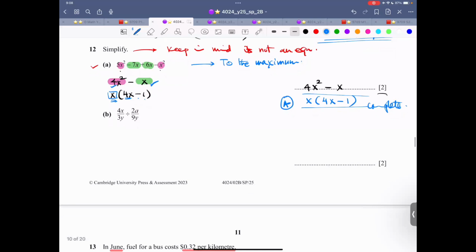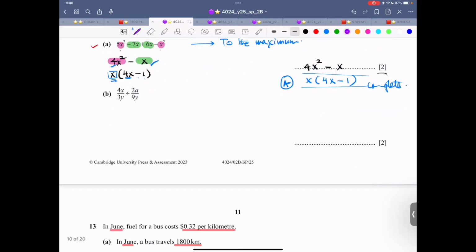Now, the next question is about some division. 4x divided by 3y, and division becomes multiplication. So that is 9y divided by 2a. As long as you are writing 2 brackets together, even if you don't put the multiplication sign, no issue. And I prefer not to put it because of this x over here, because things get confusing. People themselves get confused.